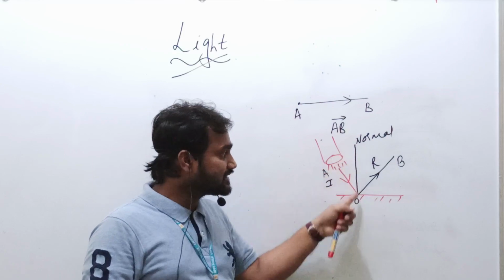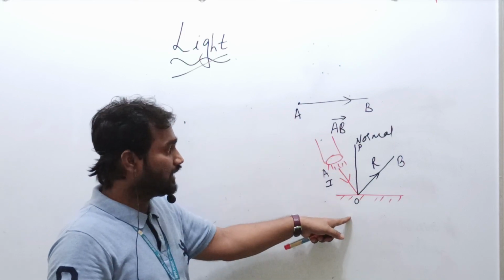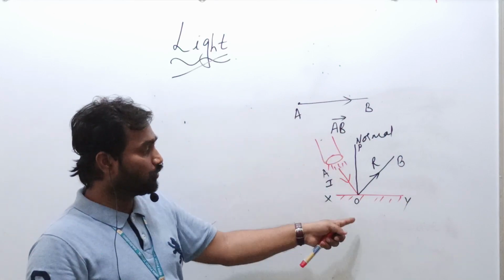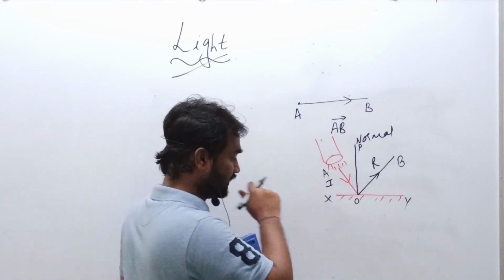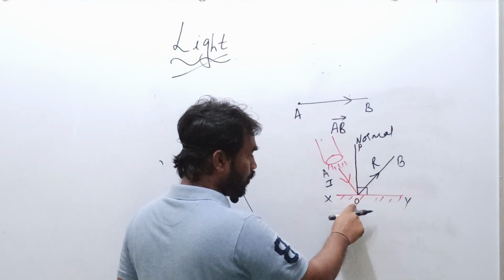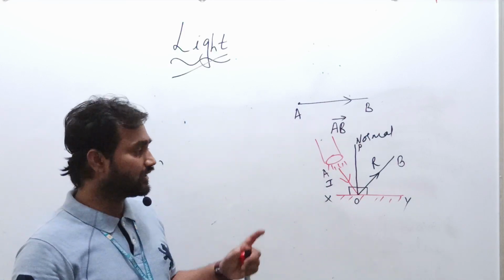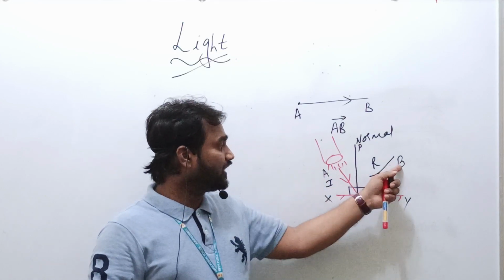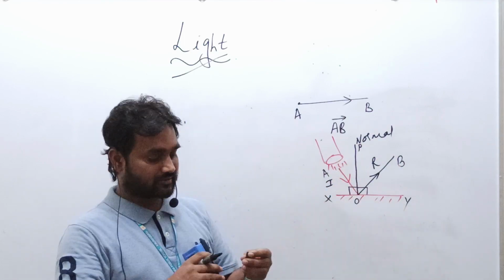Why normal? Because this line, let me name this point P, this line PO is normal to the surface XY. So this is the normal, which is perpendicular. If you measure this angle POY or POX, this will be 90 degrees. This will be a right angle. Is that clear? Yes. So now you understood. AO is the incident ray, OB is the reflected ray, PO is the normal ray, and XY is the reflecting surface. Is that clear now?